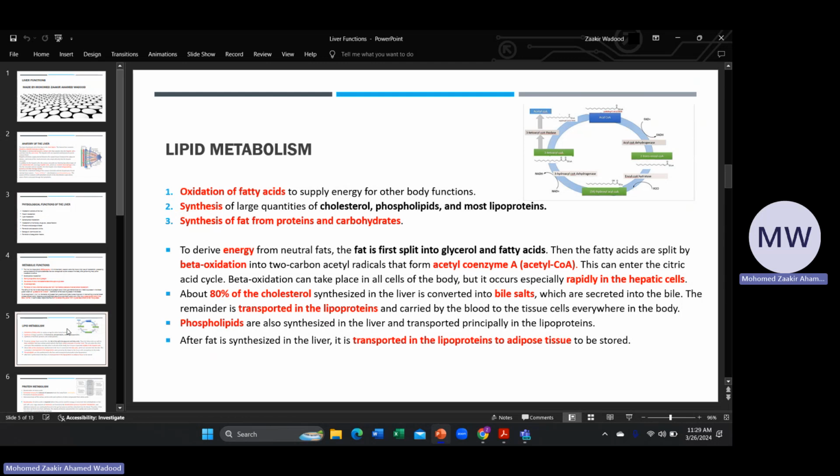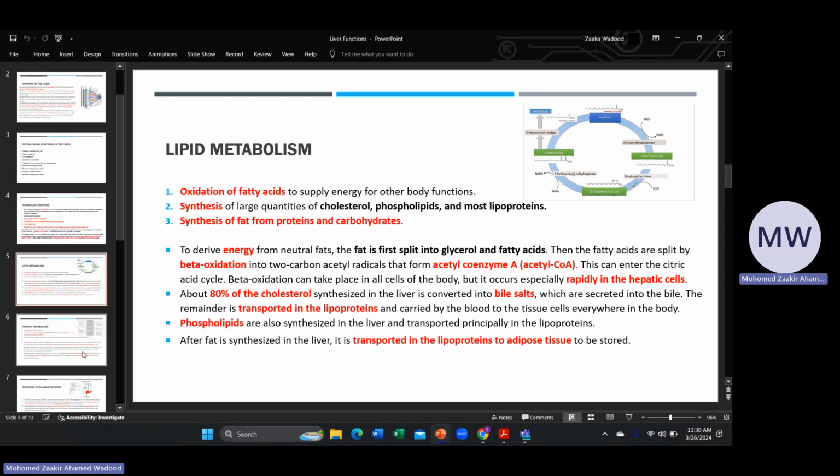Also, as I mentioned about the phospholipids, they are typically synthesized in the liver as well, and they're transported again in lipoproteins. After being synthesized over here in the liver, the lipids are usually sent within lipoprotein vehicles to the adipose tissue. And over here, as you guessed, they're typically used for storage as a reserve source of energy. And that's pretty much an overview of lipid metabolism.